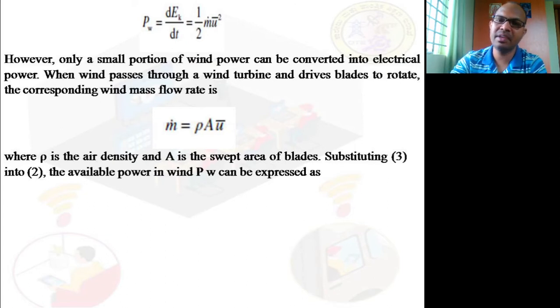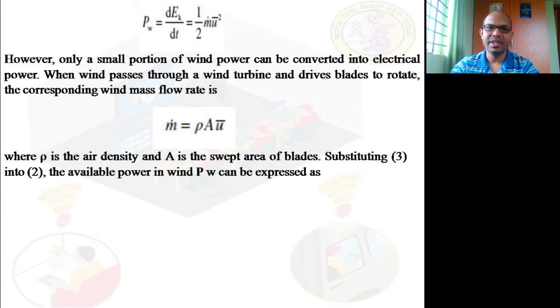Now please be careful here. Rho is kg per meter cube, and A is meter square. Meter square and meter cube get cancelled, leaving kg per meter, whereas this U is meters per second. So the meter gets cancelled, and we are left with kgs per second, where rho is the air density and A is the swept area of the blades.